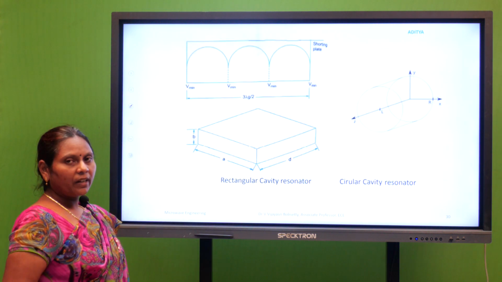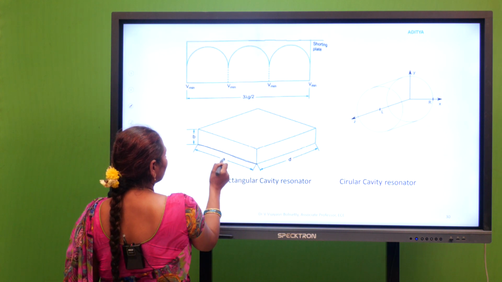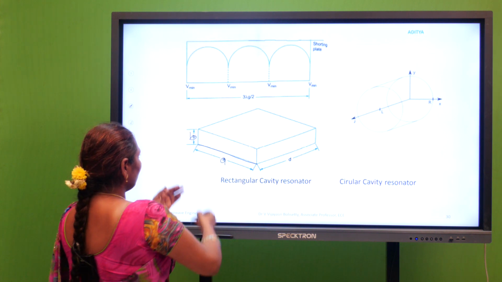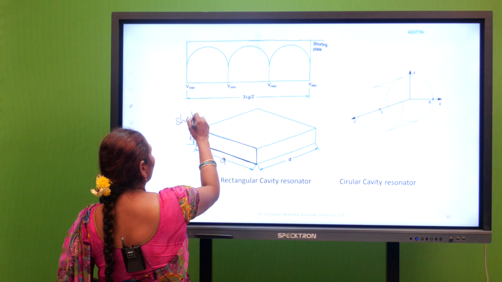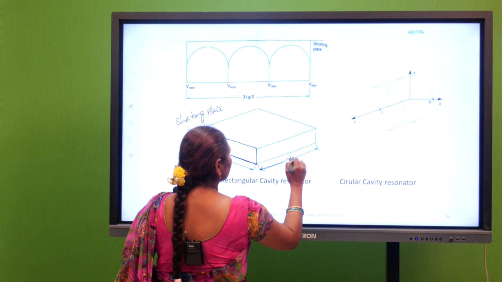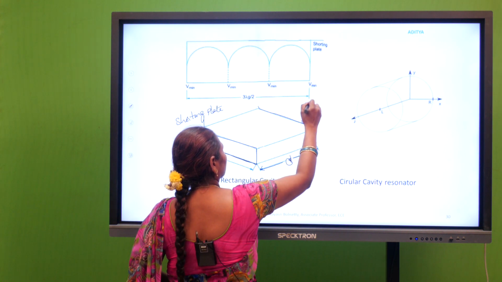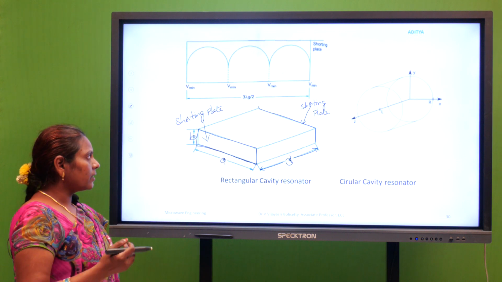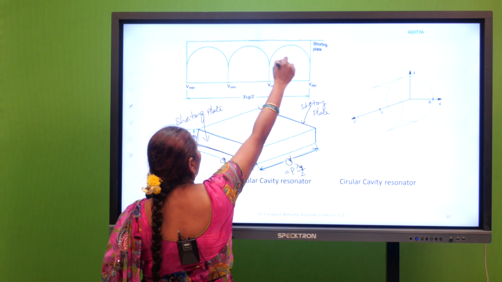Anyhow, let us see the rectangular cavity resonator and the circular cavity resonator. This is the broader dimension of the rectangular waveguide, with broader dimension A, and this is the narrow dimension B. If we place a shorting plate here, let us consider this one shorting plate, and then place another shorting plate at a distance, let us call this distance D. If this D is a multiple of lambda g by 2, then they produce the standing waves we are seeing here.